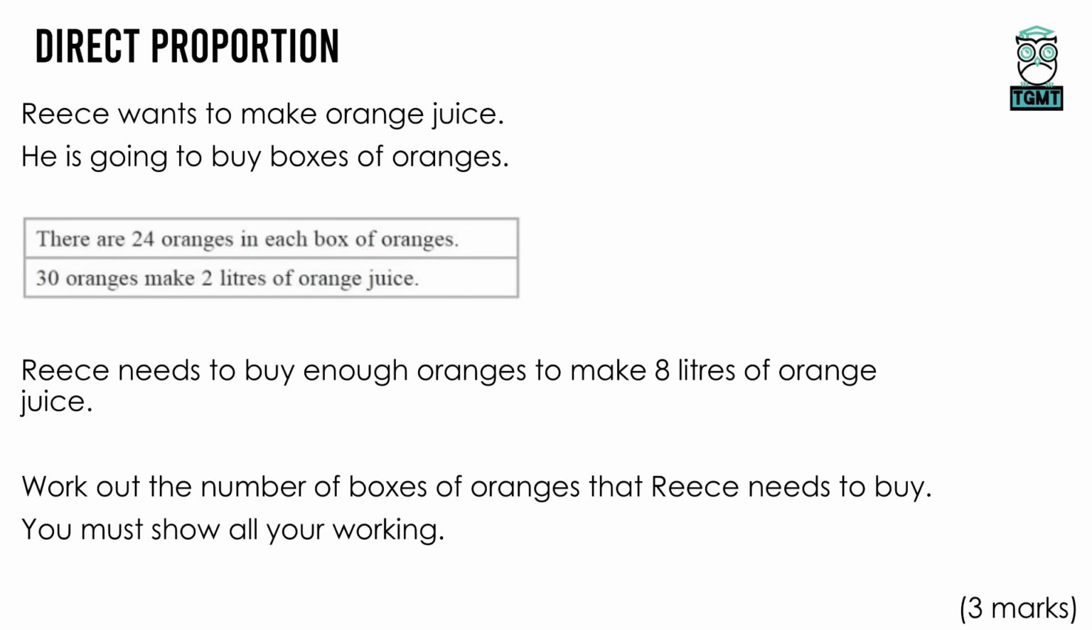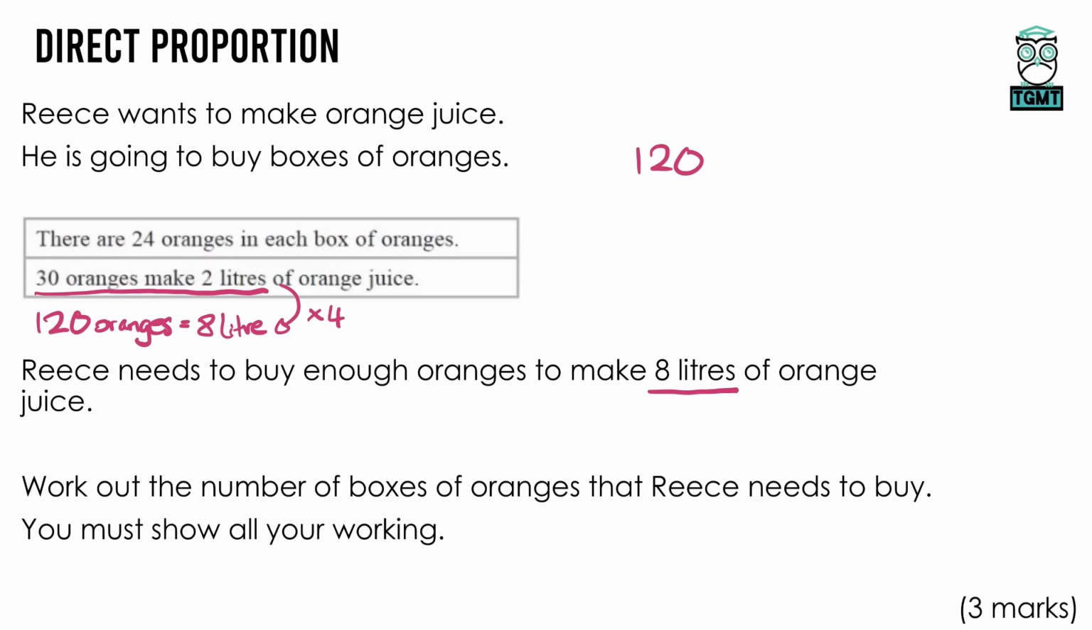Now if he needs to make 8 litres and 30 oranges will make 2 litres, well, how many of those 30 oranges are we going to need to buy for 8 litres? Well, to get from 2 to 8 litres, that is multiplying by 4. So that would be 8 litres, and that would be 30 times 4, which is 120 oranges. So 120 oranges equals 8 litres. So we need 120 oranges.